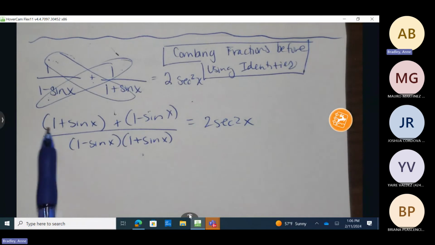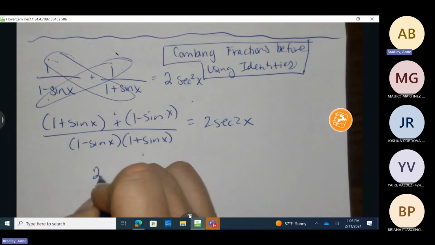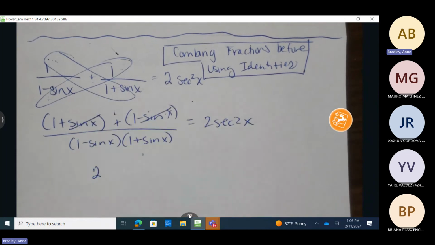On top, I simply have 4 different terms. Let's see what we can combine. So I have 1 plus 1 is 2, so I'm left with 2, and a positive sine of x and a negative sine of x. They're additive inverses. They simply cancel out.